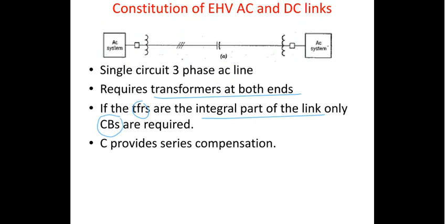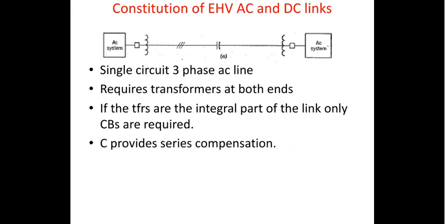And again, needless to mention that the capacitor here provides the series compensation, because most of the times the lines are overloaded, right? Whenever the lines are overloaded, it is necessary to provide capacitive compensation in order to maintain the power system parameters as per the desired values. So therefore, the capacitor is provided as the series compensator. So this is the basic or primitive model, the single circuit three-phase AC line, which definitely suffers from several drawbacks.